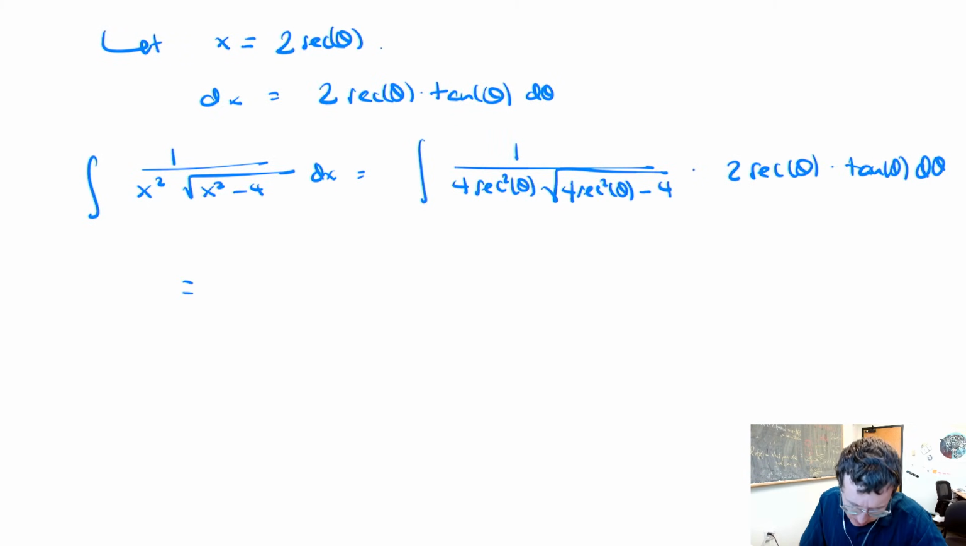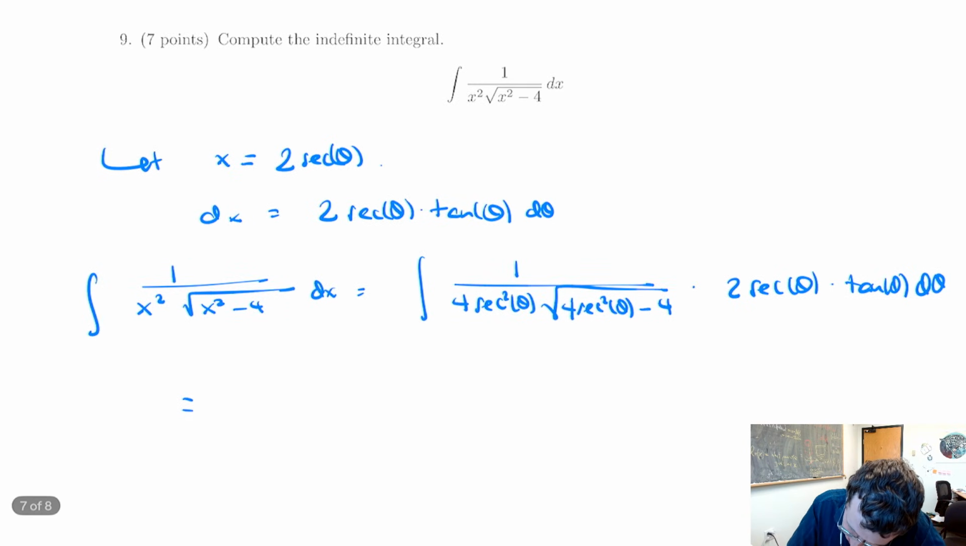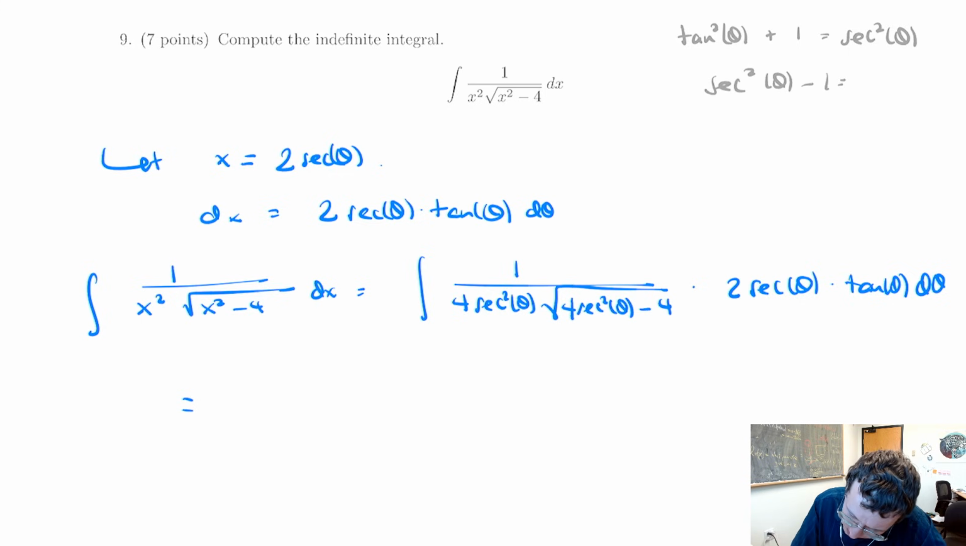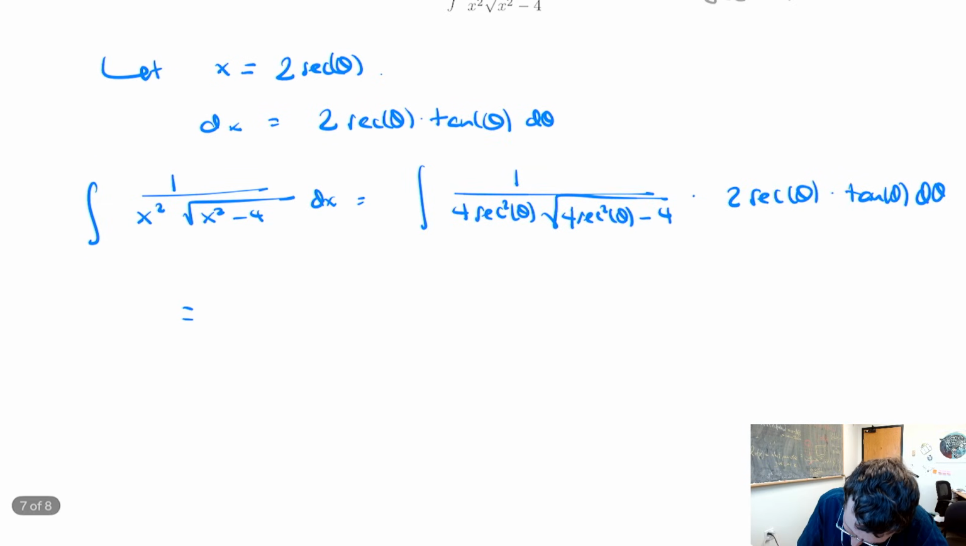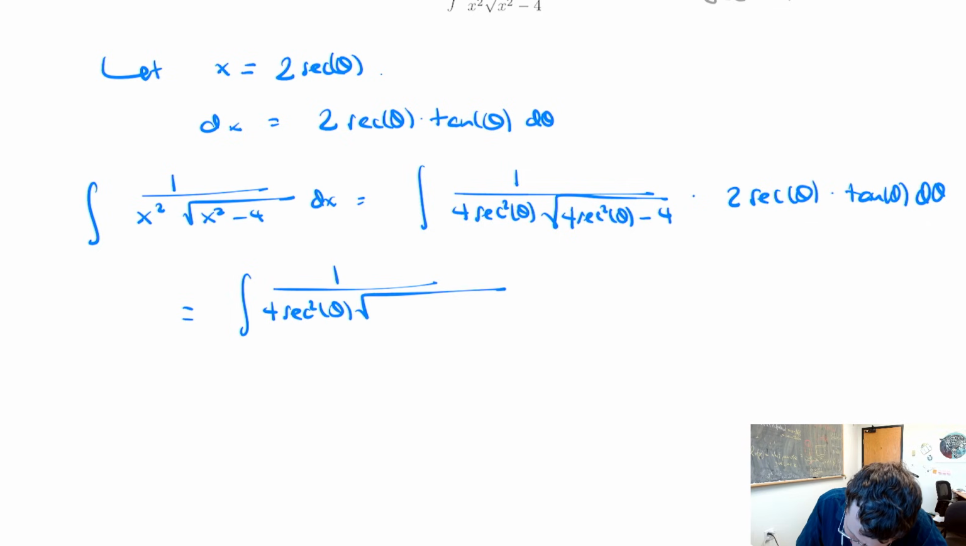And this looks horrible, but the point of this substitution is a whole bunch of stuff is going to cancel out. And it's going to happen again with this trig identity that we discussed earlier. Tangent squared theta plus 1 equals secant squared theta. If I rearrange this, secant squared theta minus 1 is equal to tangent squared theta. And we're going to get a secant squared theta minus 1. In particular, we'll get that by factoring out a 4.